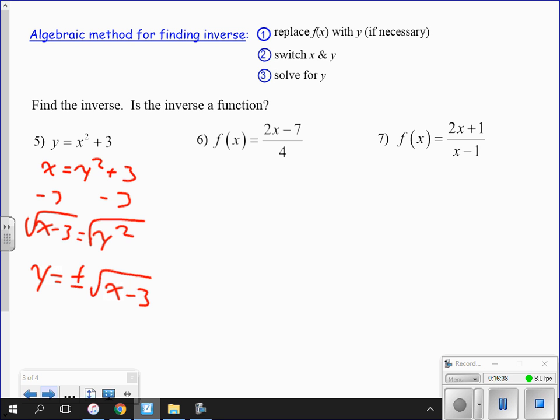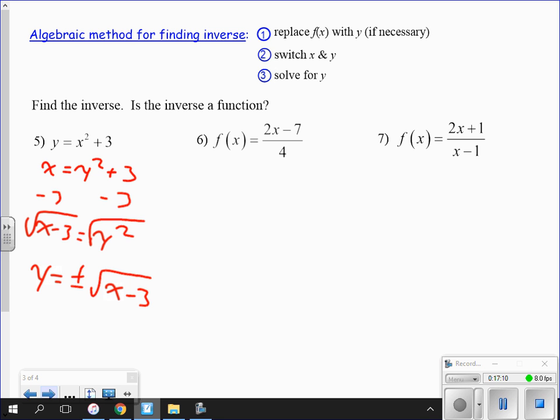If I only consider the positive square root, that means I only have the top half of the sideways parabola. That is a function. If I only talk about the bottom half, the minus square root, that is a function. We can, if we choose to, limit the range and say we're only going to talk about the top half because we want to have a function. We can do that if necessary. We're not going to do that now. I'm just saying you can make that adjustment if we need to.